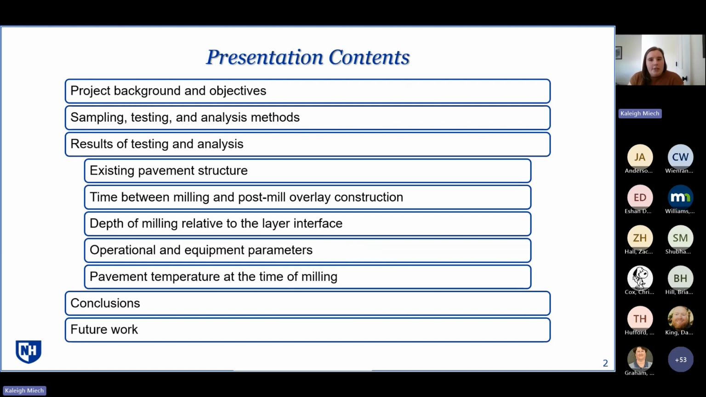So today in this presentation, I'm going to begin by discussing the project background and objectives, then move into the sampling, testing, and analysis methods, then go into the results of the testing and analysis that we performed, and then discuss the final conclusions and future work.